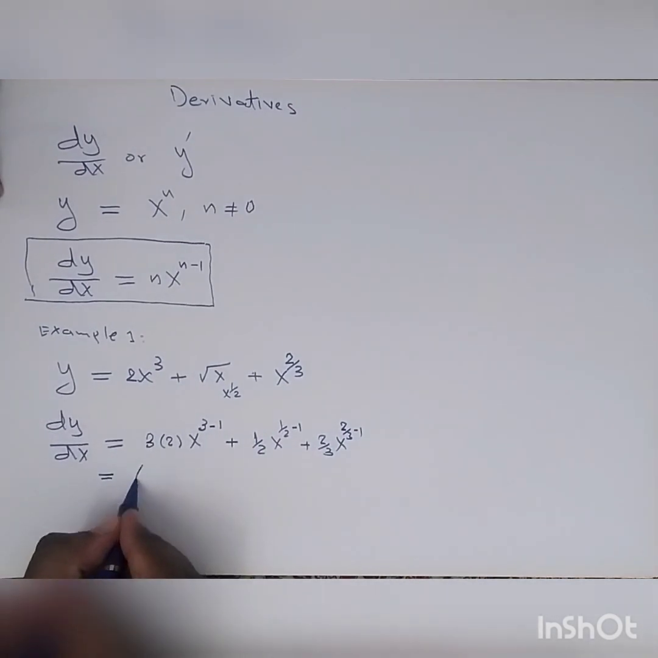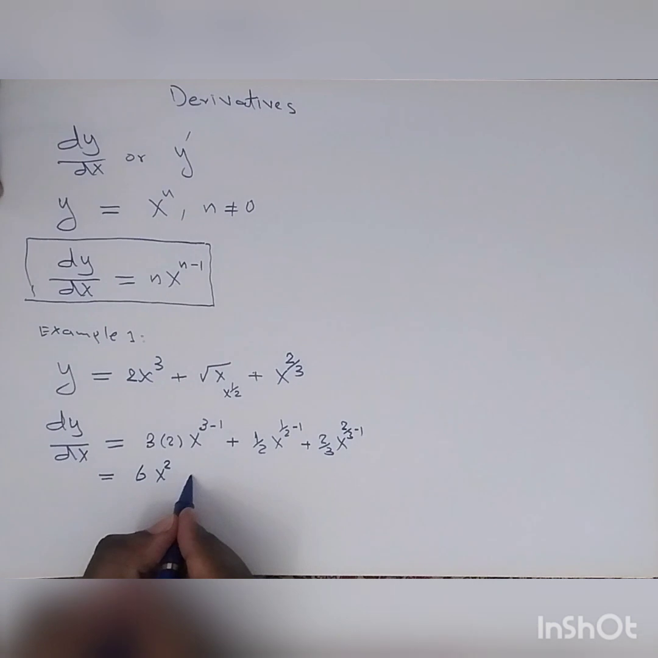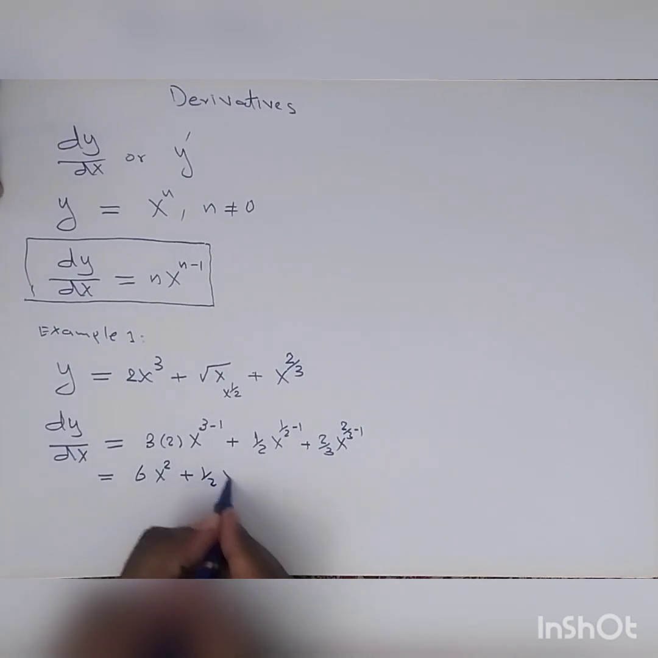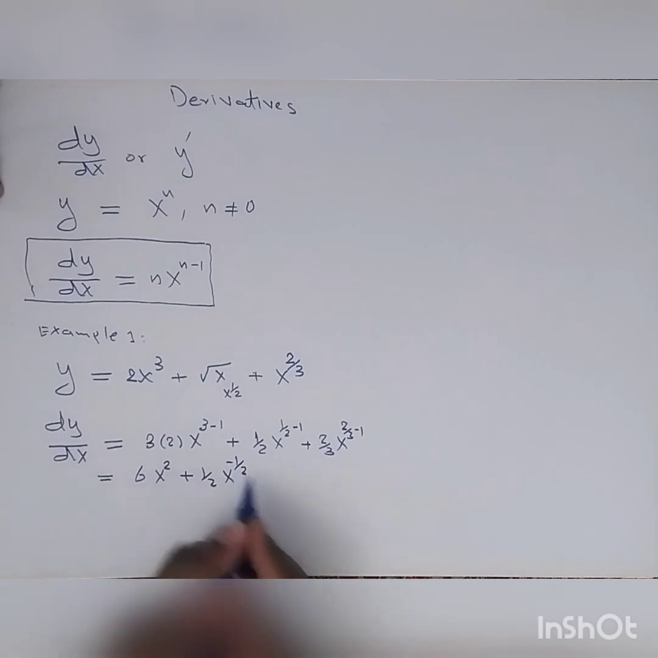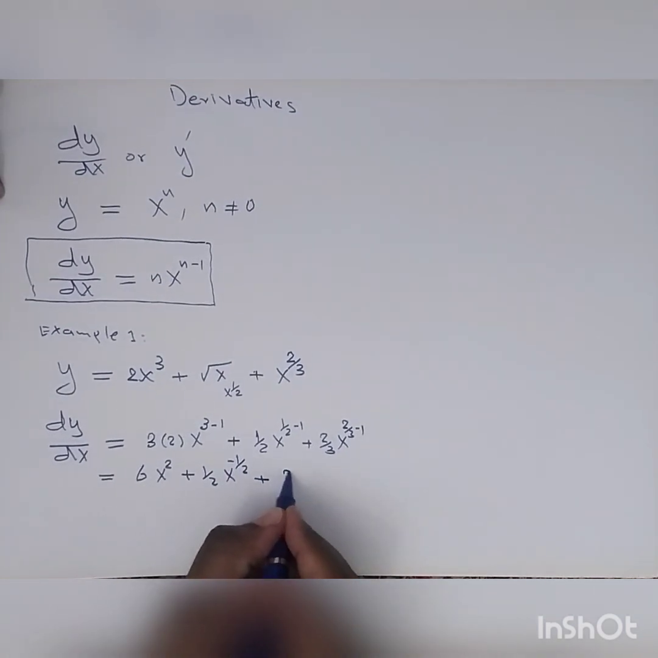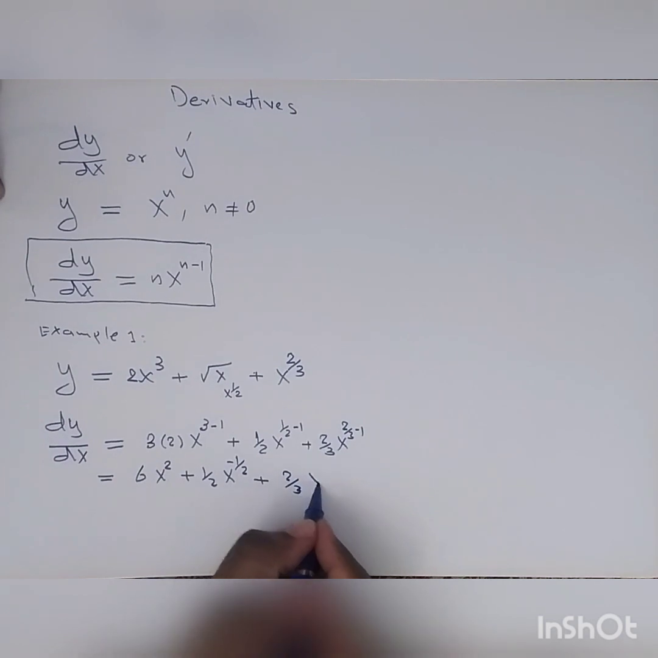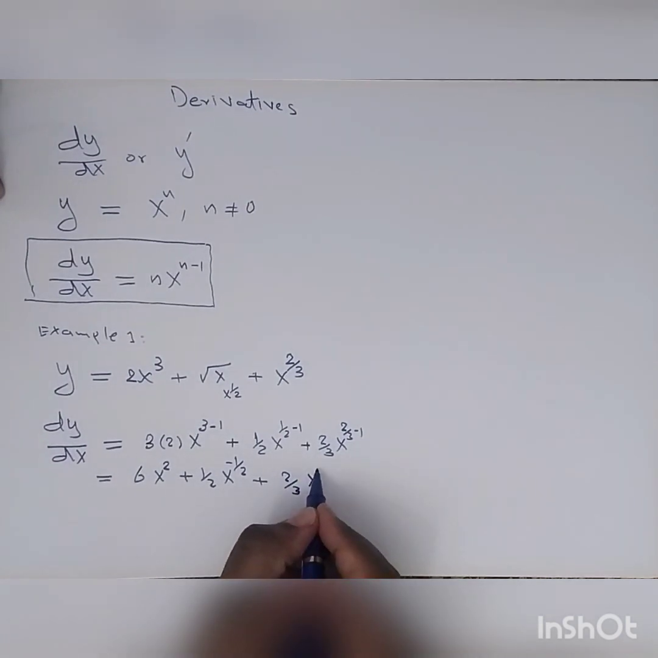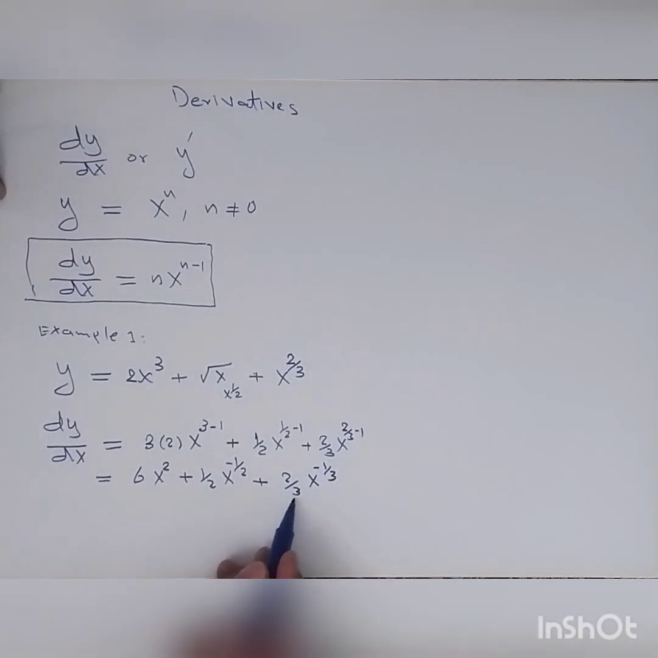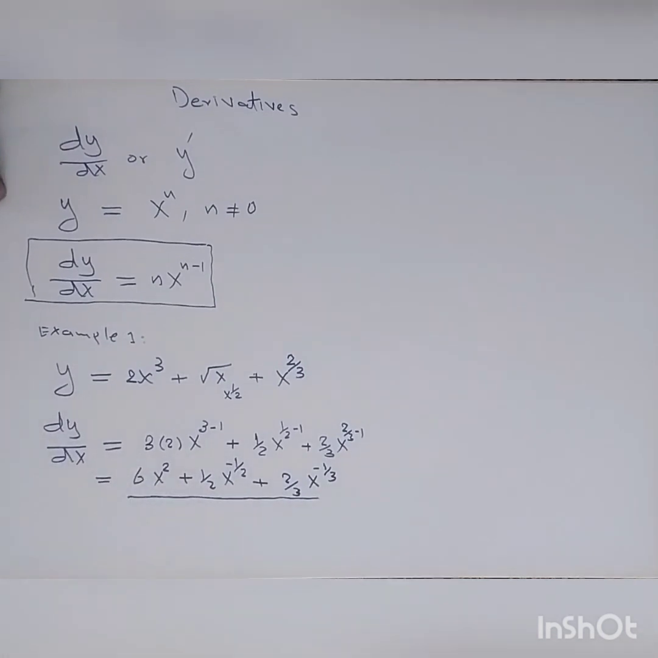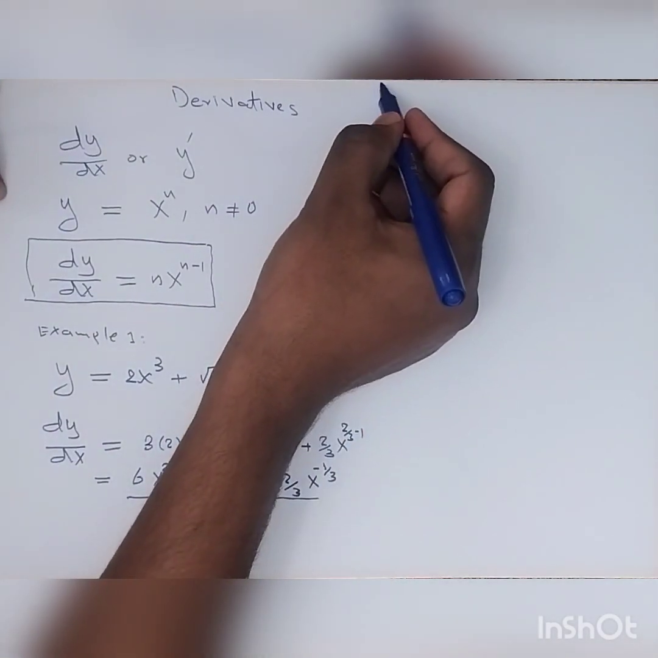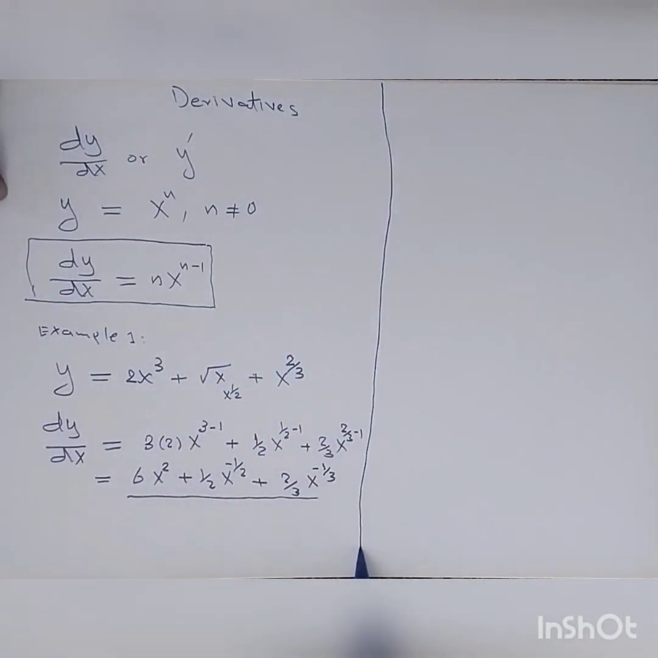And then here we get 6 x to the power 2 plus half x to the power negative half plus 2 divided by 3 x to the power negative third, because here we have 2 thirds minus 3 thirds, then we have negative 1 over 3. So this is the final answer for this function. We start simple as usual, and then we introduce a bit more complex examples.